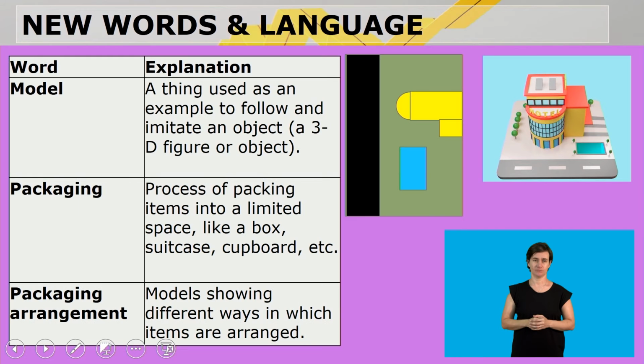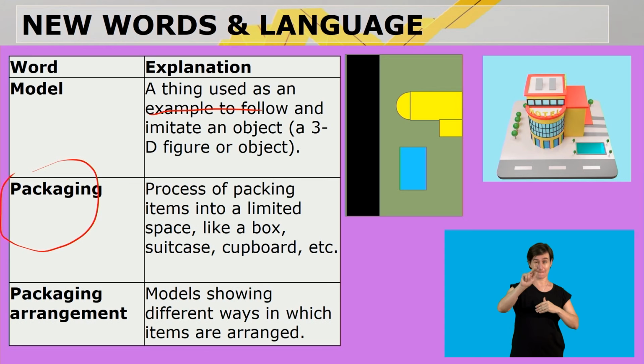Let's look at the new words. A model is a thing used as an example to follow and imitate an object. So it's a 3D figure of an object. It's like those action figures that you used to have. Packaging is a process of packaging items into limited space, like a box, a suitcase, or a cupboard. And then packaging arrangement, models showing different ways in which items are arranged.